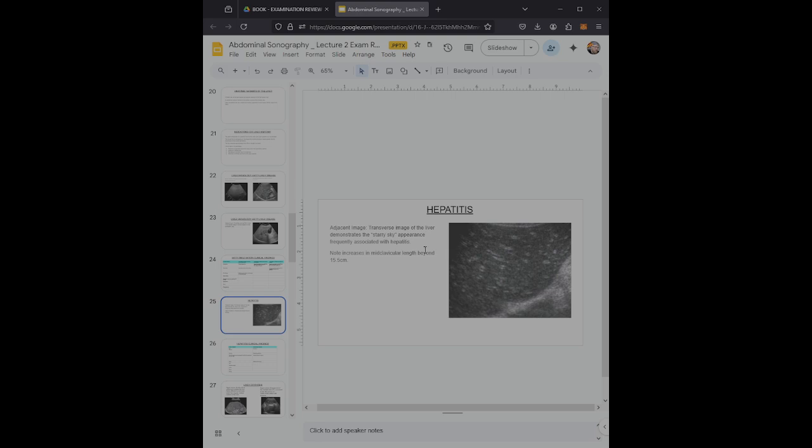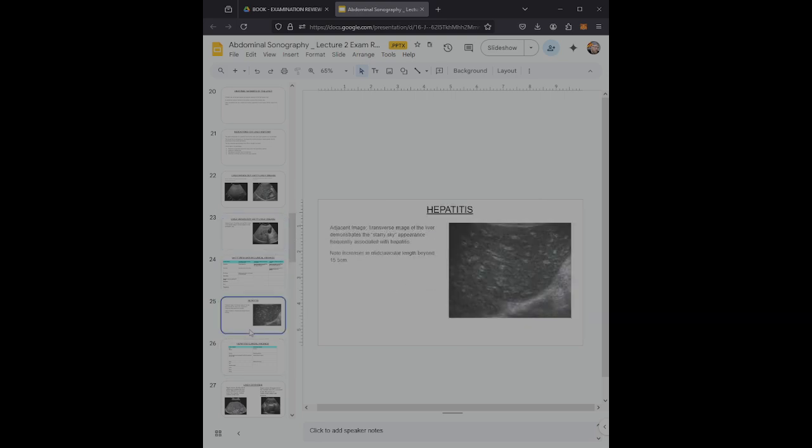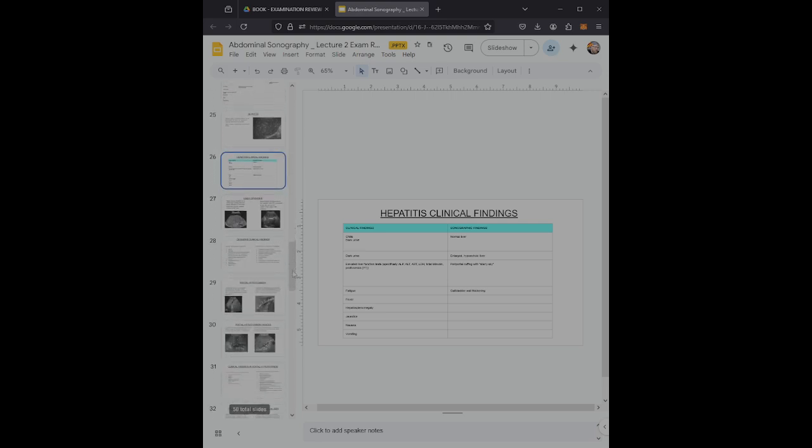There are certain clinical findings of hepatitis, and these are chills, dark urine, elevated liver function tests, fatigue, fever, hepatosplenomegaly, jaundice, nausea, vomiting, with the sonographic findings being an enlarged hypoechoic liver with periportal cuffing and gallbladder wall thickening.